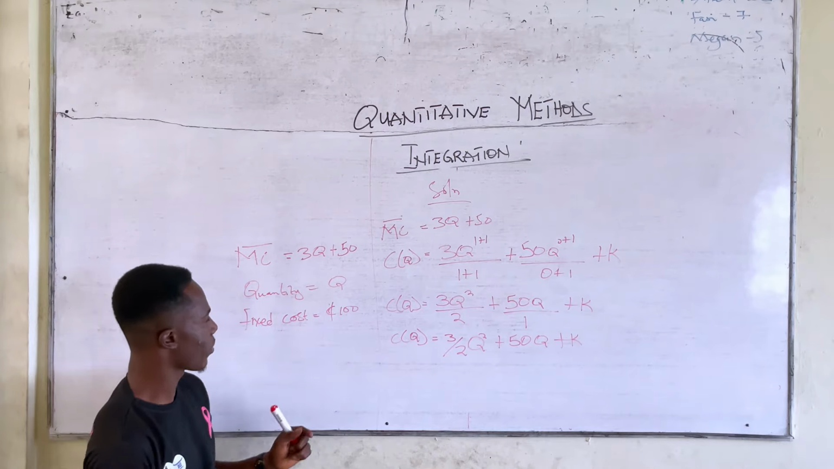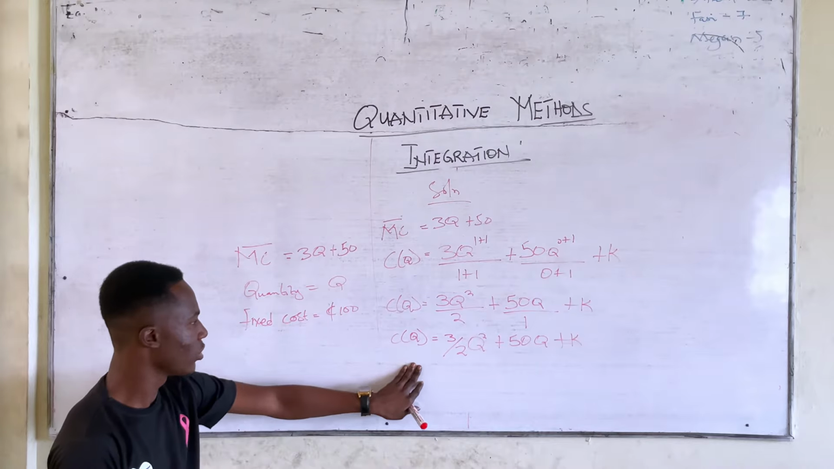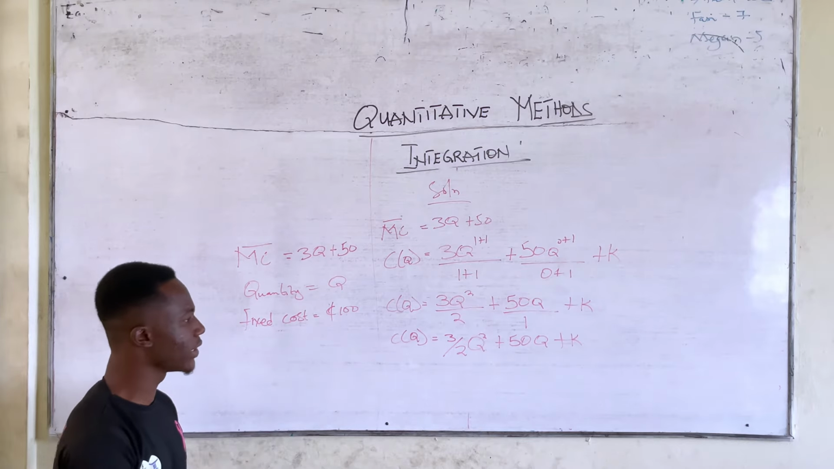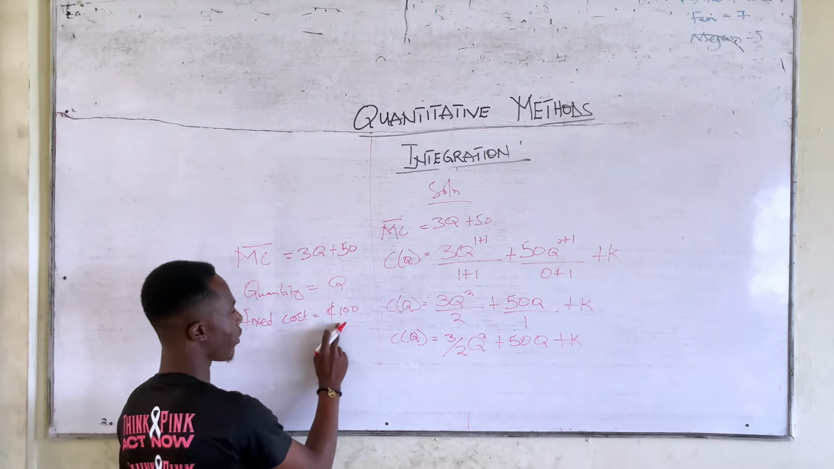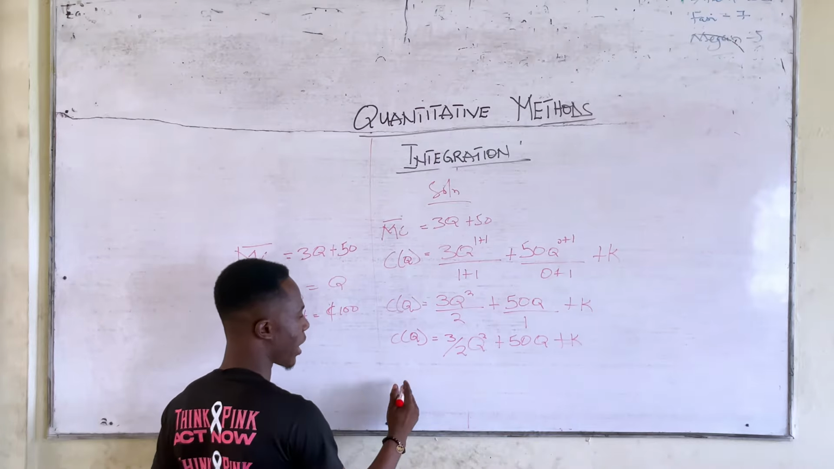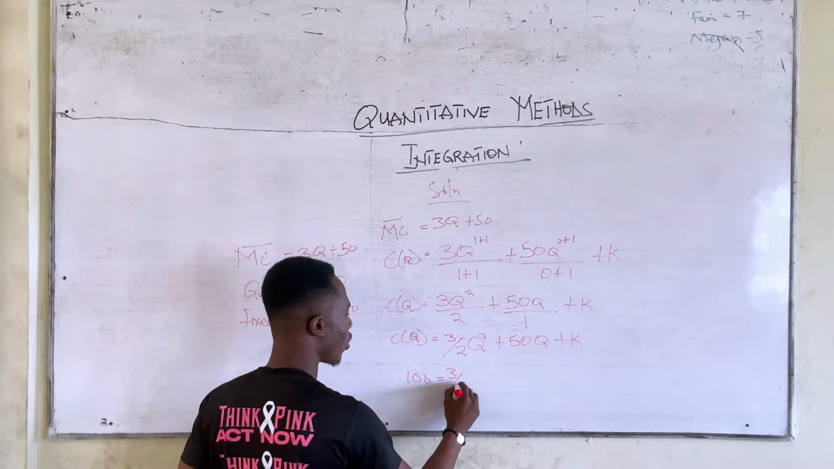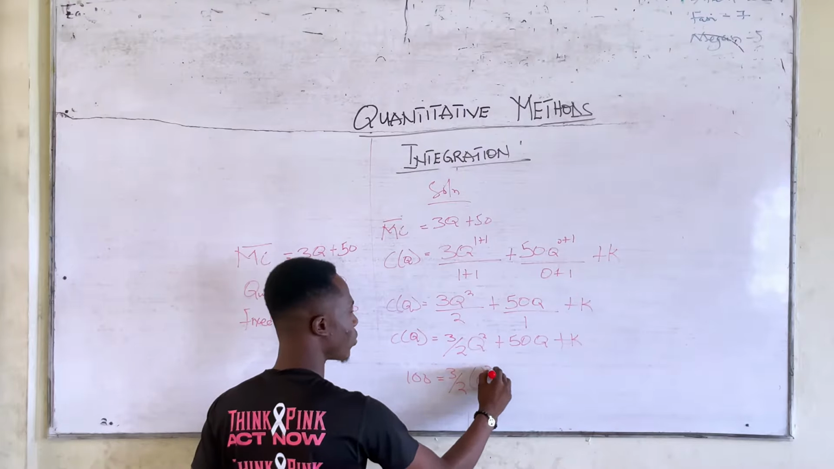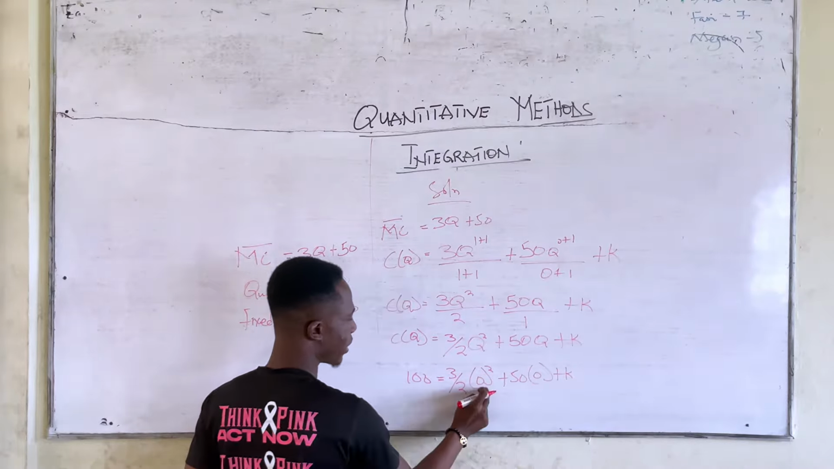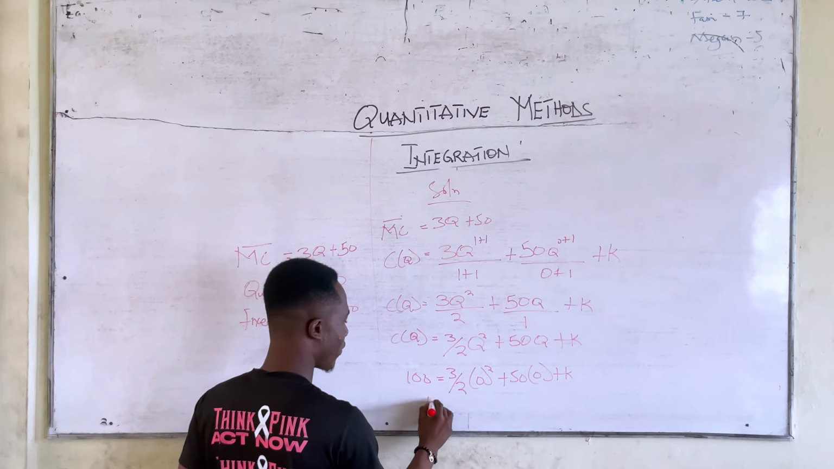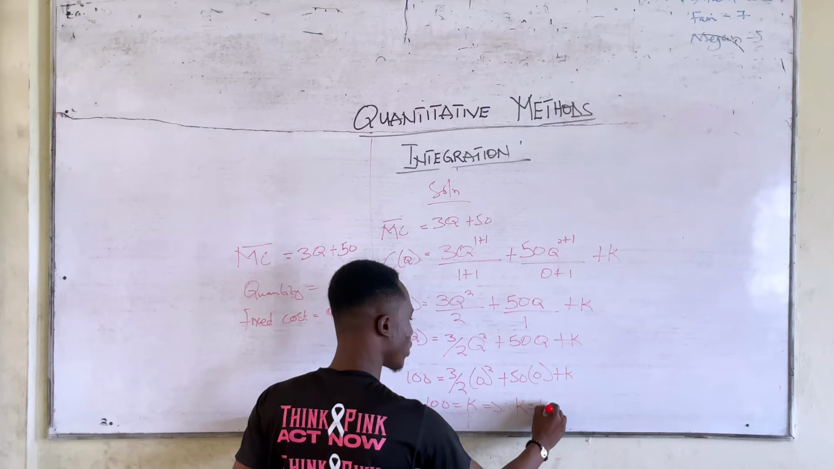Look at the question. We were given what? The fixed cost. And the fixed cost is the total cost, which is here. Do you get it? But we were not given any quantity. And so if we were not given any quantity, and we know the fixed cost to be 100, it means the cost is 100, and the quantity is 0. So 100 is equal to 3 on 2, 0 squared plus 50, 0 plus k. So this is 0, this is 0. So 100 is equal to k. So we can say, therefore, your k is equal to what? 100.